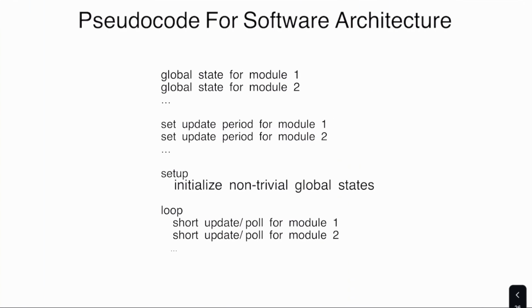Taking this a slight step further, your code should more or less look like this. You're going to initialize some global state for different modules. Maybe we have a LiDAR module and a motor module and another one for the compass. Each of those will need to update at different rates. We'll want to update our motors at least 10 times a second, but maybe the LiDAR we only need to update every 2 seconds.